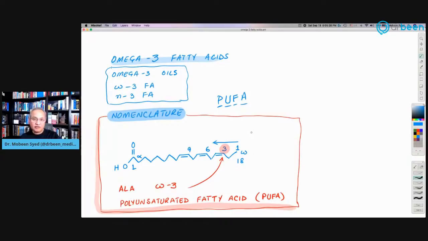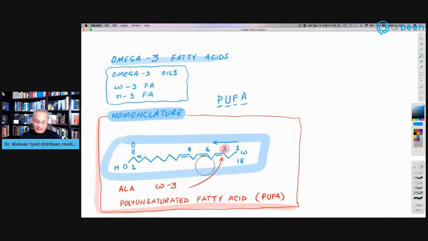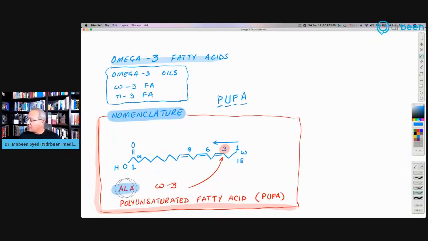Saturated fats are dangerous. However, unsaturated fats are good. And then monounsaturated is a separate topic. We're talking about polyunsaturated fatty acids. What does that mean? So if you see here, this is a fatty acid. This is the structure of ALA.